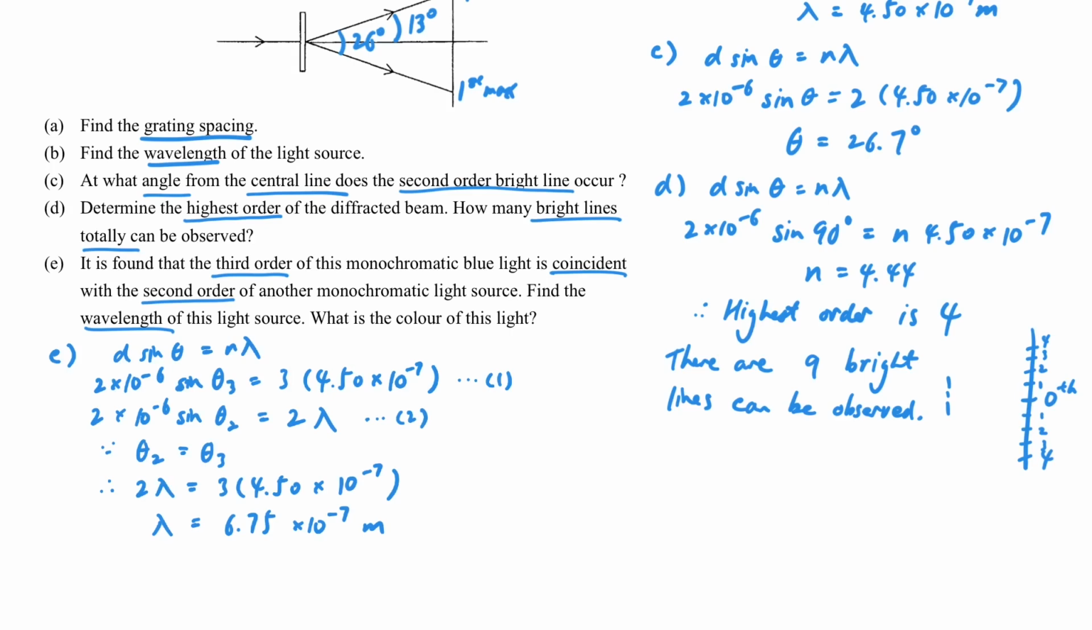So the new lambda is this value. What kind of color is it? Let's recall that the range for visible light is from 400 nanometers to 700 nanometers. The longer one is red, the shorter one is violet. So this 6 point something times 10 to the power of -7 is closer to the red side, so we will regard it as the red color here.